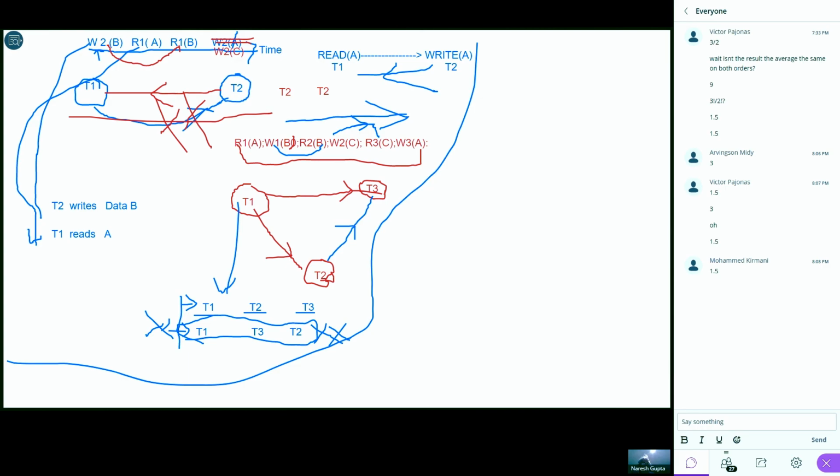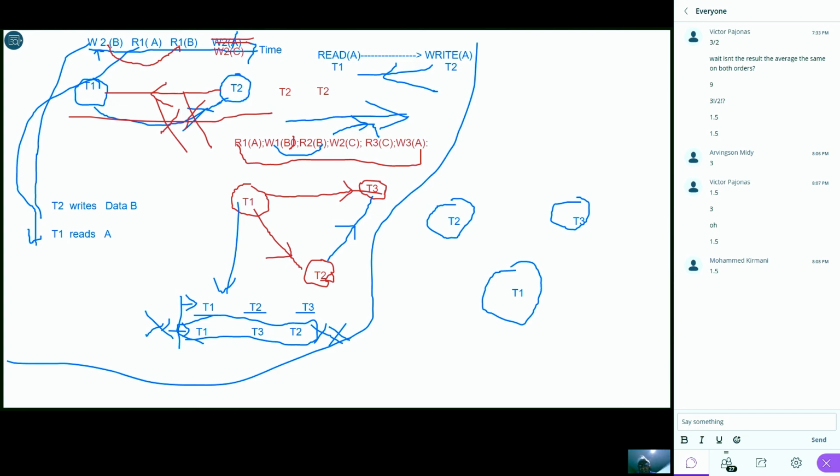Okay, look at question number 3. How many transactions are there? 1, 2, and 3. That's it. So we will have the same kind of picture here. Let's write it down here: 1, 2, and 3. It doesn't matter where you put 1 and where you put 3. Let me put here transaction 2, and let me put here transaction 3, and let me put here transaction 1. It doesn't matter where you put it.